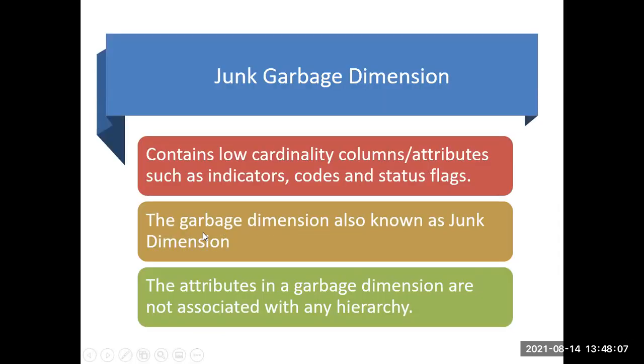The last one, it is the junk, garbage dimension. What is a junk? Extra garbage, which is not allowed. Contains low cardinality columns and attributes such as indicators, codes, and status flags. Like if it is yes or no, if it is a red or a green. The garbage dimension is also known as junk dimension. The attributes in a garbage dimension are not associated with any hierarchy. Like there is no relationship with other dimension tables also here.